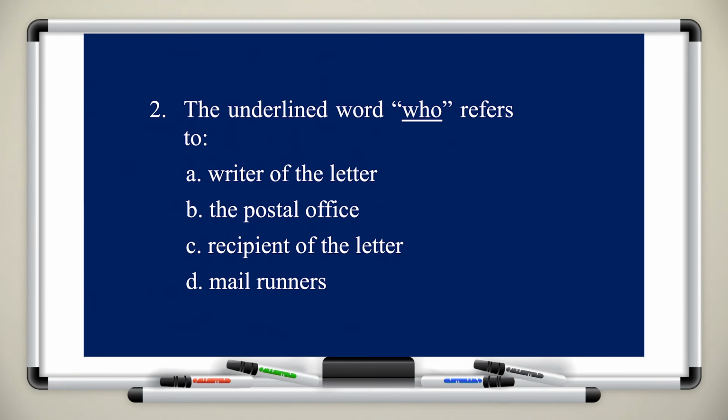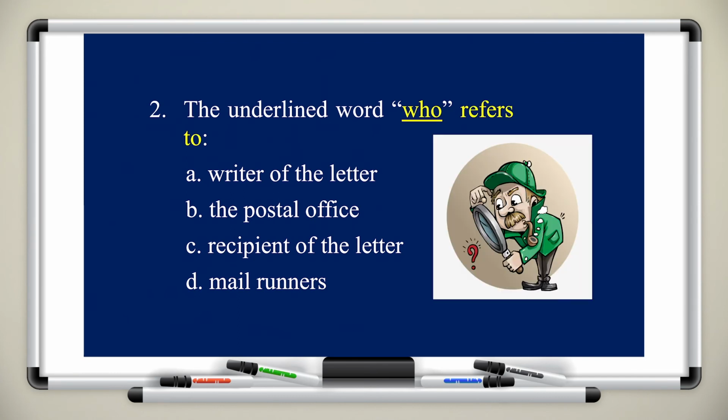Now, how about this question? The underlined word, who, refers to. What we have to do now is very simple. You have to go back to the passage, then try to find the word who, and as we said, it is underlined. So you must know this word referred to what, or to male runners.